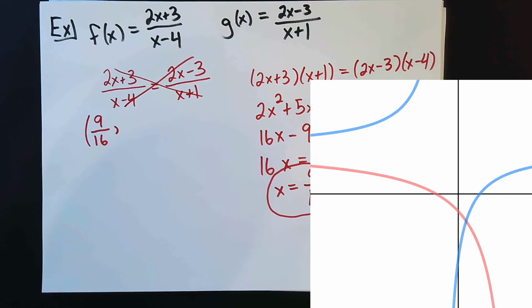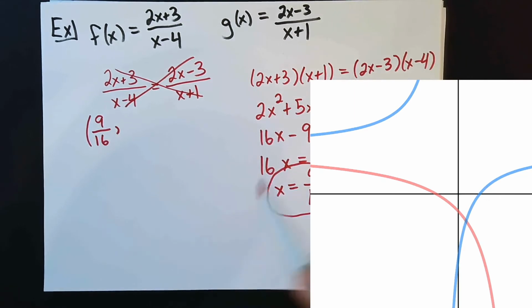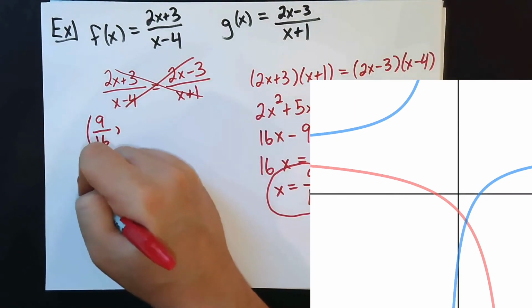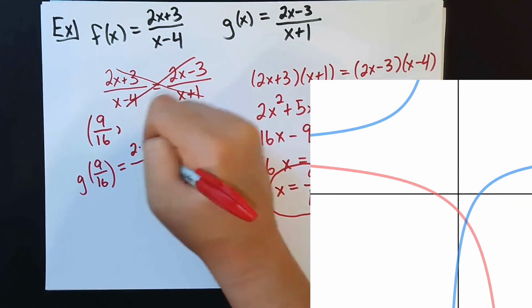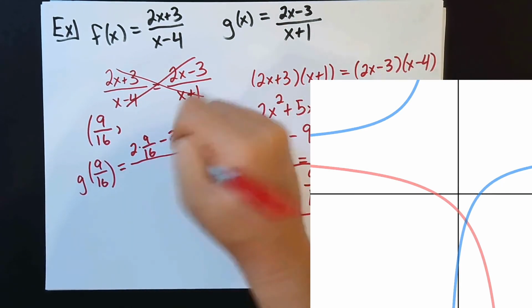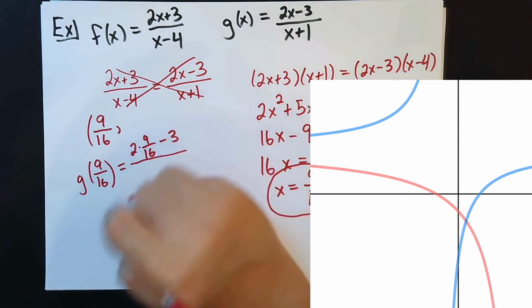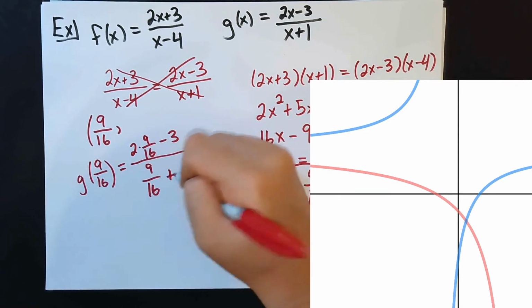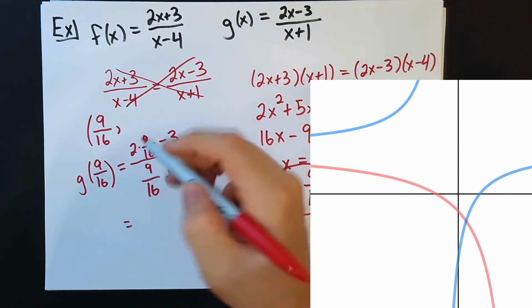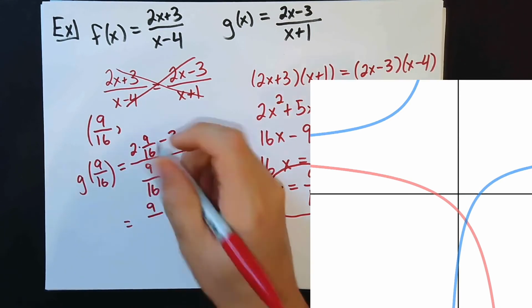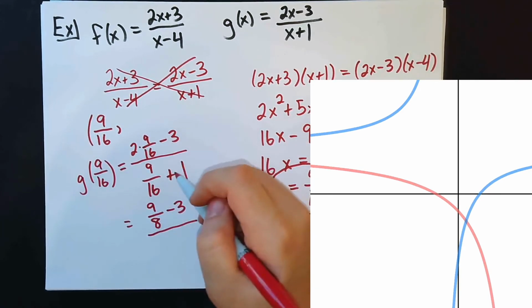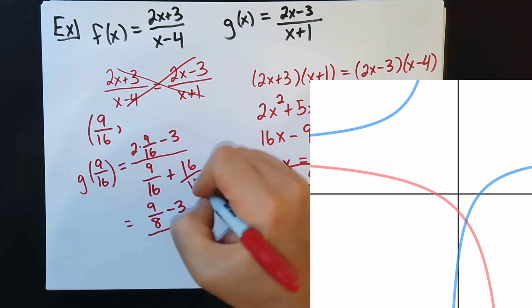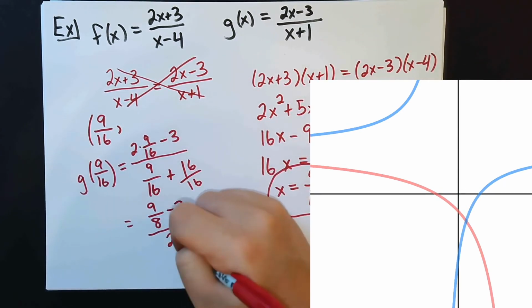Now I also need the output. And so I need to actually calculate one of these things at this x. I won't think about it too hard, I'll just do g. At 9/16, that will be 2 times 9/16 minus 3, divided by 9/16 plus 1. This will be 9/8 minus 3, divided by, and I can add these two because this is 16/16, so that is 25/16.